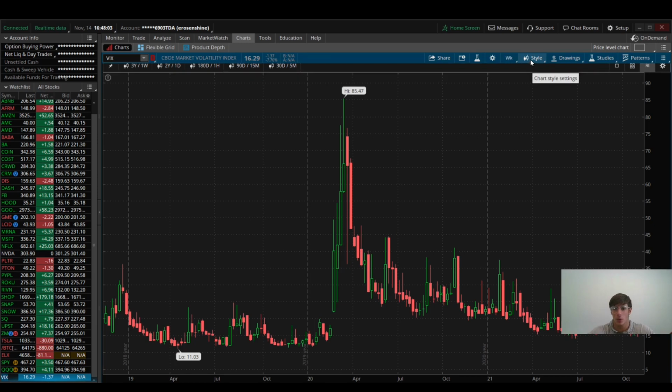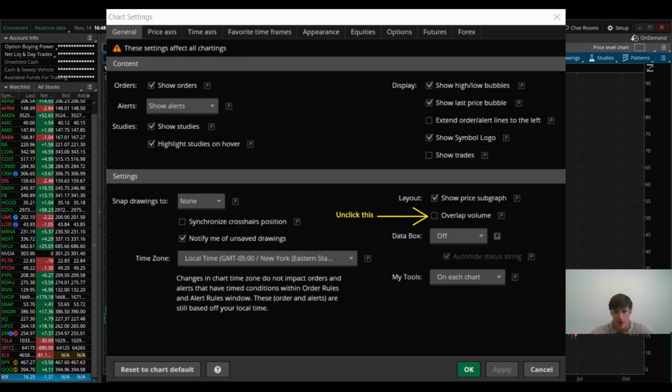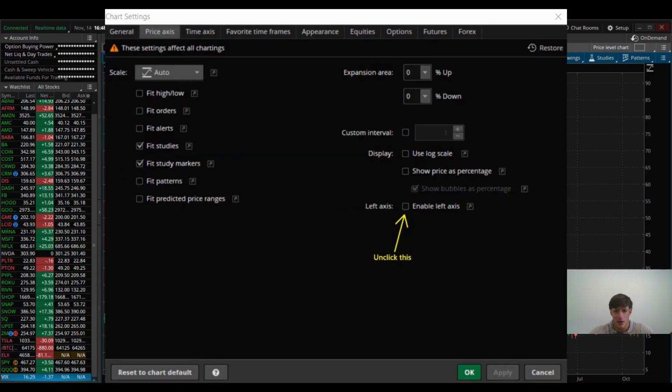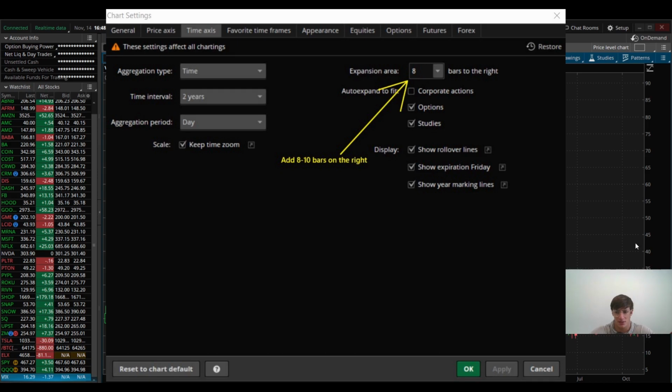And right here, if you go to Style, Settings, there's a couple changes that I make to this chart just to help me visually see it better and it just looks nicer. So first, I'll take off Overlap Volume right here under General. I then go to Price Axis, and I will take off Enable Left Axis. I then go to Time Axis, and I'll add anywhere from 8 to 10 bars on the right. This just leaves some space in between the last bar and the numbers on the Y-axis.